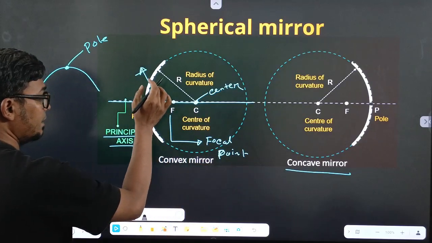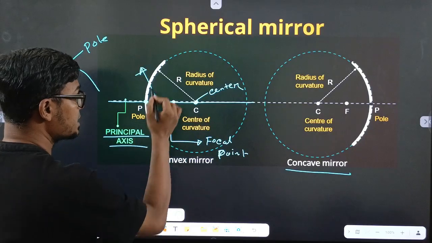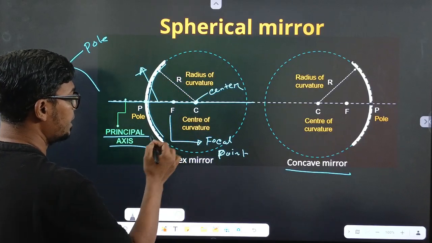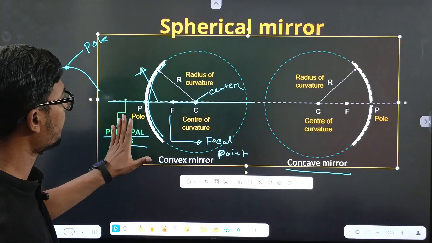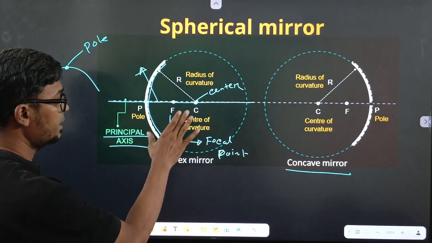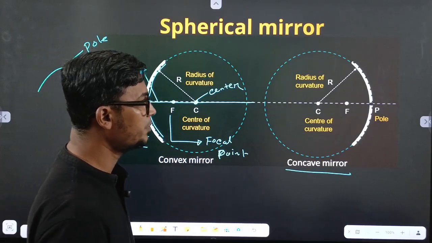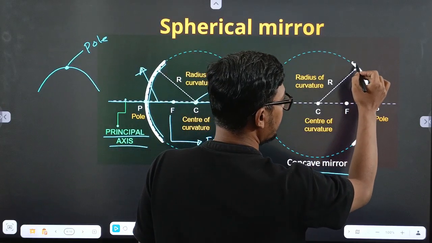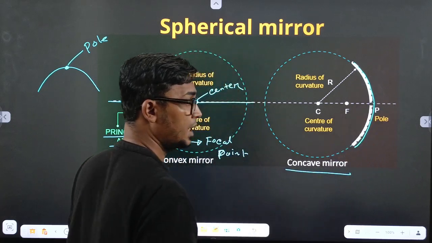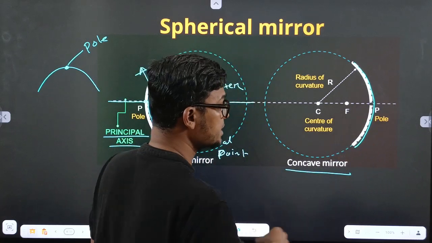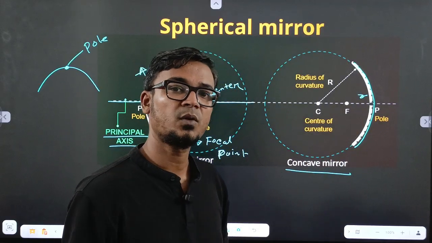And this mirror is polished with mercury on just this side, and this side is the front side of the mirror. That's why this mirror is called a convex mirror. And if you polish with mercury on the opposite side, and the front side of the mirror is the inner side, then it will be called concave.